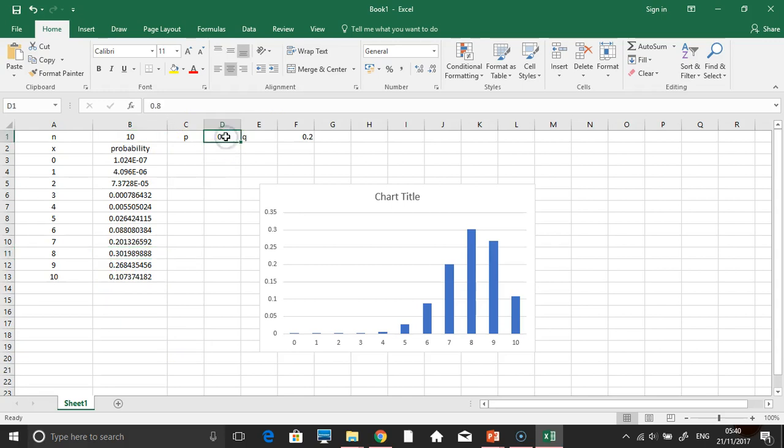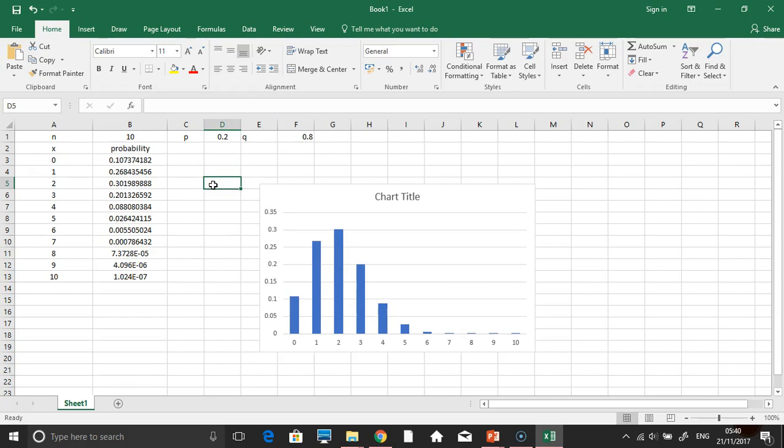And I could have flicked this the other way. I really could, couldn't I? I could have done that. And you will see that it flicks entirely the other way. It's weighted towards 2, isn't it? 0.2 times 10. The probability is highest at 2.